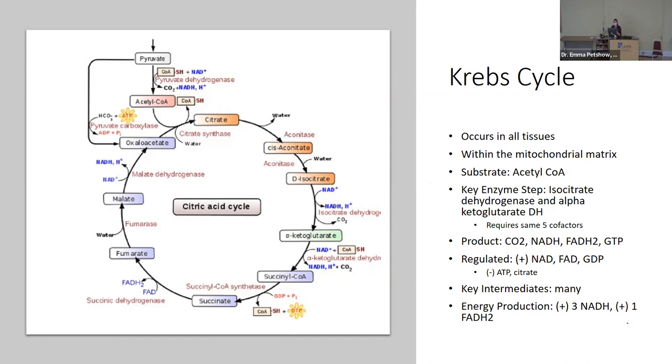Your main substrate you're starting with is acetyl-CoA after our pyruvate conversion. There are several key enzyme steps, but one of the key steps is isocitrate dehydrogenase right here, and alpha-ketoglutarate dehydrogenase right here. These would be your two big kahuna enzyme steps. They require the same five cofactors that we learned before. So those same five come back again to haunt us.